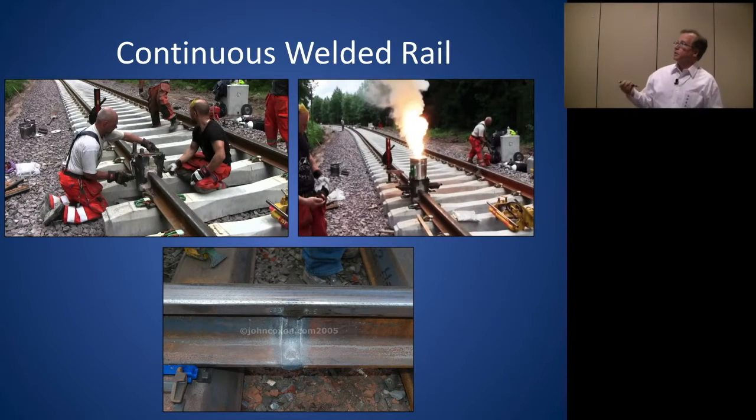This is kind of what it looks like. This is welding a rail. This is one way of welding a rail. This is an exothermic weld. It's a chemical reaction that causes a weld. It's cool. That's what it looks like when they put the mold on it.